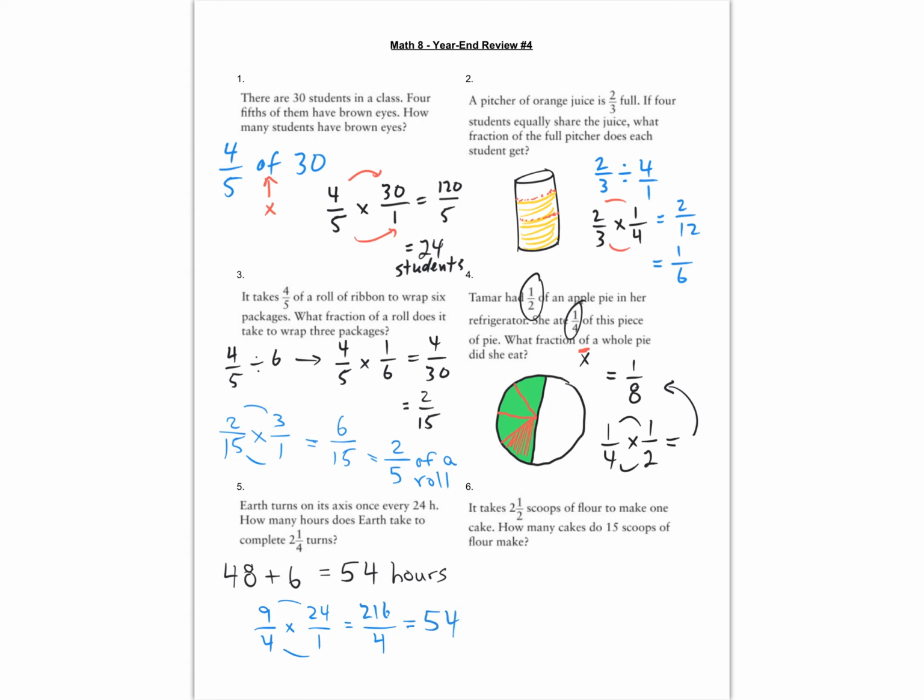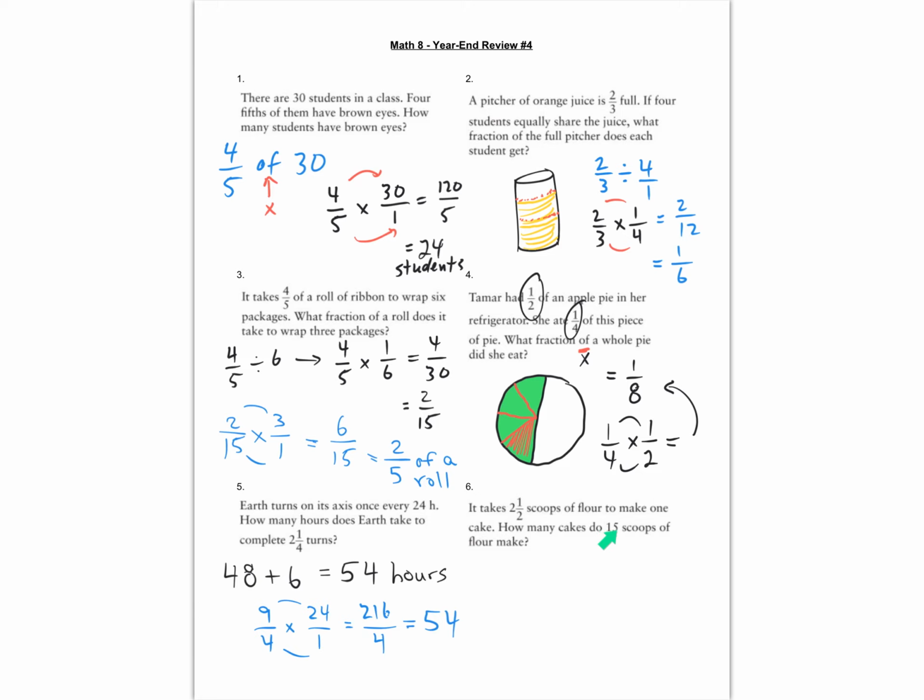Okay. Number 6, it takes 2 1/2 scoops of flour to make 1 cake. How many cakes do 15 scoops of flour make? Okay, so I want to make 1 cake, and I'm going to need 2 1/2 scoops of flour. Okay, great. But let's say there's a quick mad rush at the bakery, and they're like, quick, we need to make as many cakes as we can. Okay, it takes 2 1/2 scoops to make 1 cake. Oh, and then you go to the shelf, and you look, and you're like, oh no, we only have 15 scoops of flour left. Someone's like, quick, how many cakes is that? We've got to sell. The customers are going crazy here.